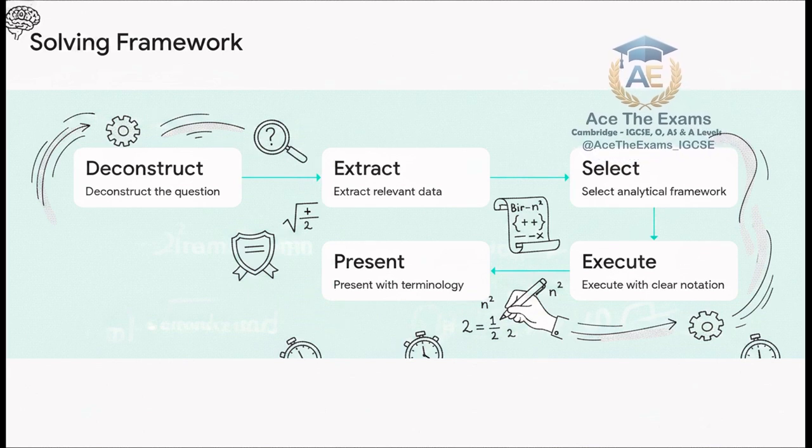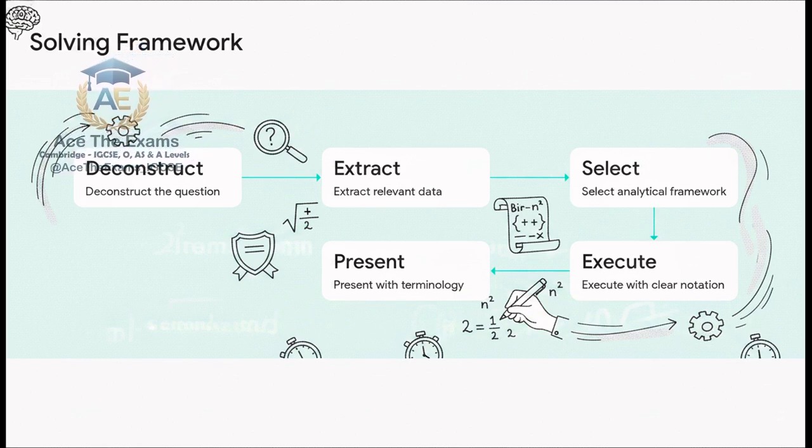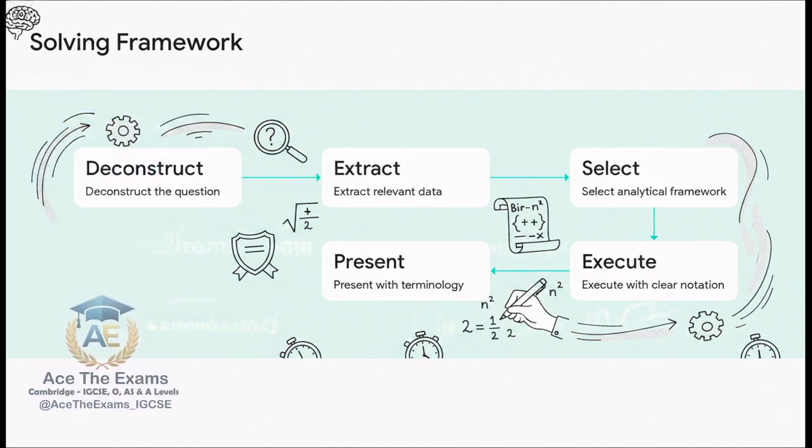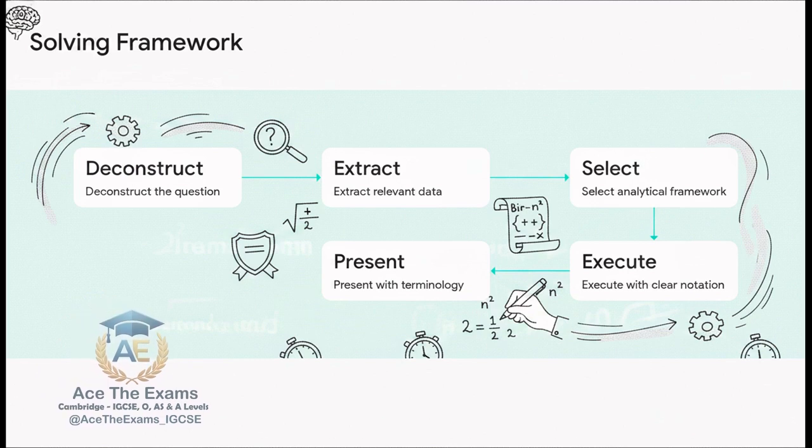Let's practice this right now, together. I want you to imagine a complex question involving the binomial theorem. Step 1. Deconstruct the question. You scan it and see the command word is find the coefficient. Okay, locked in. Step 2. Extract relevant data. You look at the powers involved, and they give us fractional indices with denominators of 2 and 4. Step 3. Select the analytical framework. Based on the data, we know we need to use the general term formula for binomial expansion.